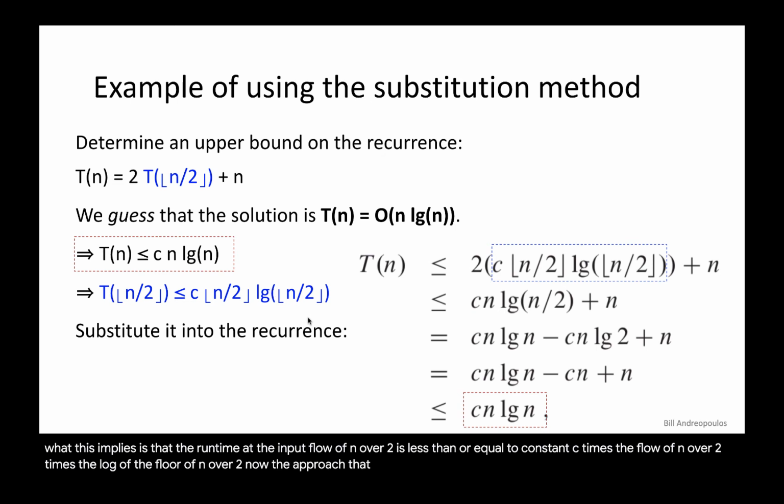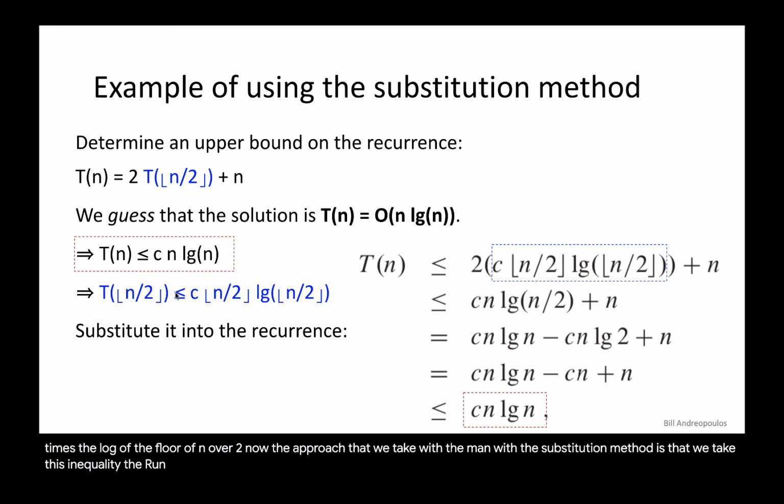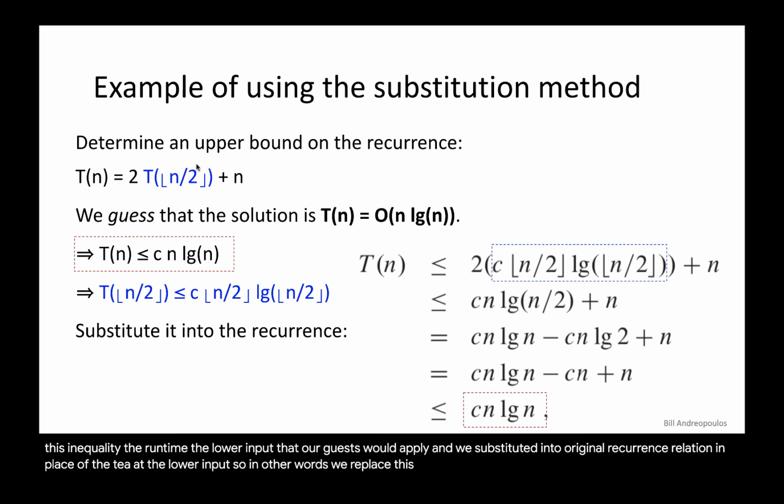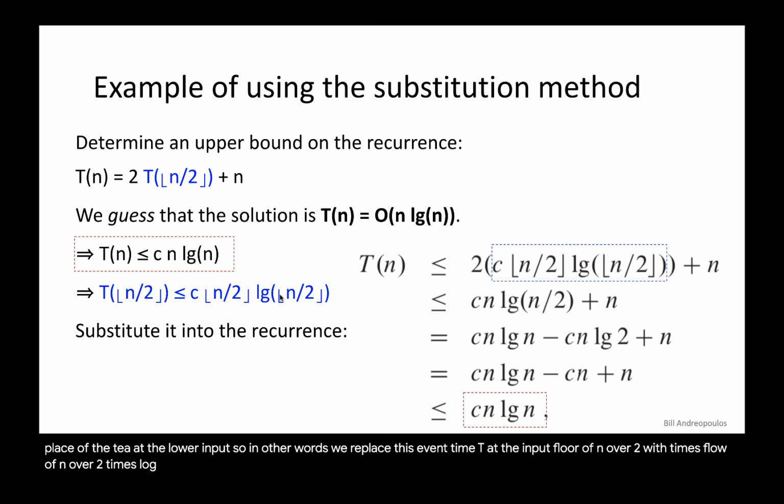Now, the approach that we take with the substitution method is that we take this inequality, the runtime at a lower input that our guess would imply, and we substitute it into our original recurrence relation in place of T at the lower input. In other words, we replace the runtime T(floor(n/2)) with c times floor(n/2) times log of floor(n/2). And this gives us this inequality.